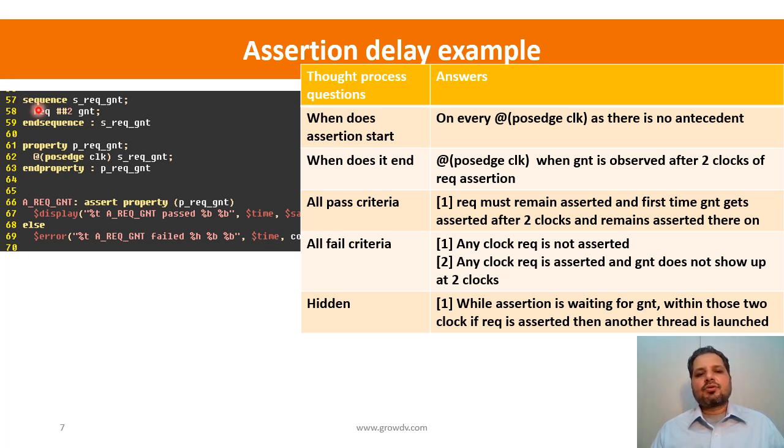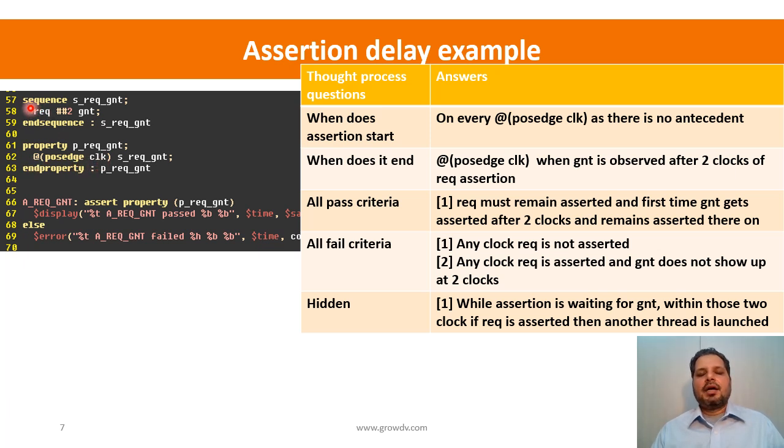So we are saying as soon as the request is asserted, level is what we are looking for, then on the third clock cycle, the grant must be asserted. That is, after 2 clock cycles, which is the third clock cycle, the grant is asserted, then this timing expression will be satisfied. And I am using this sequence in this property p underscore request underscore grant, and I am triggering this property on the passage of clock.